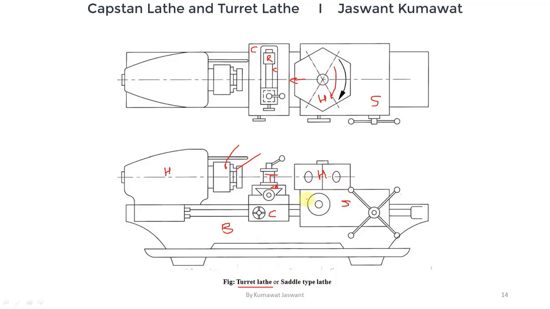As we have studied both the capstan lathe, that is the ram type lathe, and the turret lathe, that is the saddle type lathe, we can differentiate both types of semi-automatic lathe machines. In the next virtual classes, we will know the special automatic mechanisms that are incorporated in these machines. So keep watching.